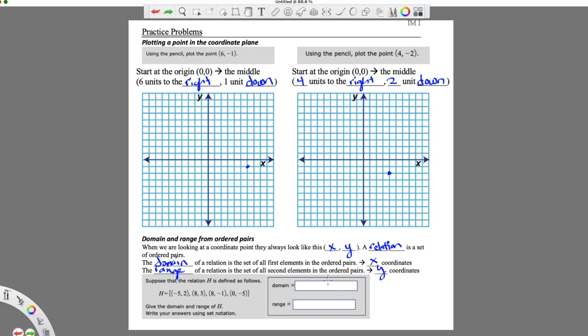So all we're going to do is look at the ordered pairs they give us and identify the x-coordinates and the y-coordinates, and we're just going to list them with commas. So here's the first one for this coordinate, which is negative 5, 2. The next ones are 8, 3, 8, negative 1, and 0, negative 5. So one thing about this, you don't have to list anything that's repeated, and they also do not have to be in order from least to greatest. That is not a requirement, but they do have to be in set notation.